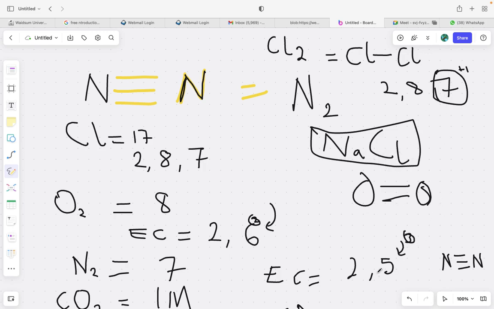If you're looking for two electrons, like in the case of oxygen, you have double bond because you're looking for two electrons to complete your 8. If you're looking for three electrons, in the case of nitrogen, you have a triple bond because you're looking for three electrons. Are you with me?